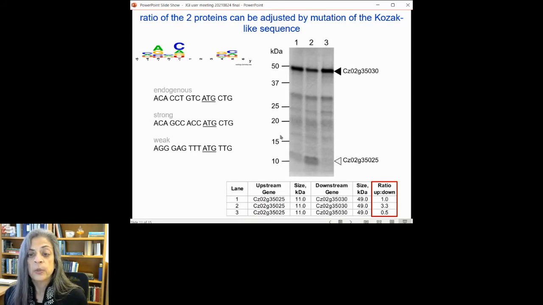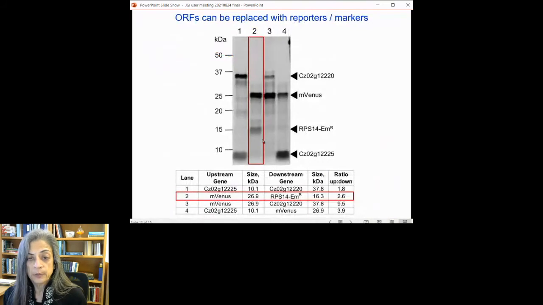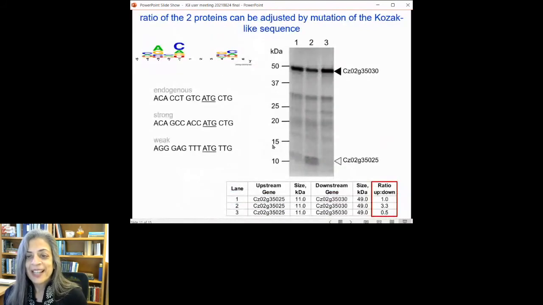If he used a stronger Kozak sequence, that would promote, oops, let me go back here. He noticed that the upstream ORF was better translated, whereas the downstream ORF was more weakly translated. And then if he went to a weaker Kozak sequence, he found that, in fact, the upstream ORF was more weakly translated, whereas the downstream ORF was more strongly translated.